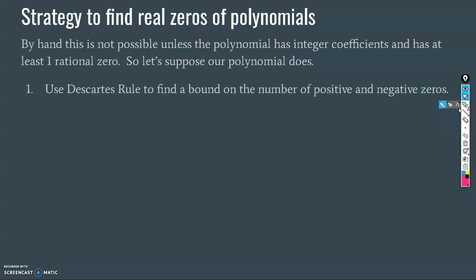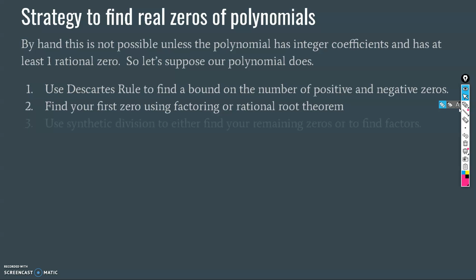Okay, so if that is the case, we could use Descartes' rule to find a bound on the number of positive and negative zeros. So in the last video we used Descartes' rule and we could see we had 4, 2, or 0 positive zeros, or we had 5, 3, or 1 negative zeros. So this gives us some idea of what we're looking for. And then our second strategy is to find the first zero using factoring if our polynomial factors, or the rational root theorem. So the rational root theorem comes in handy right there.